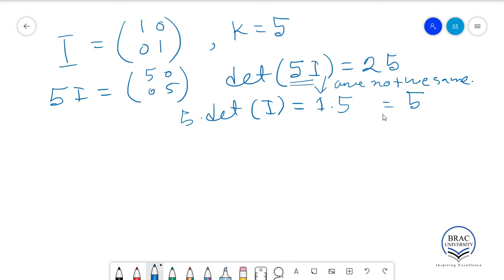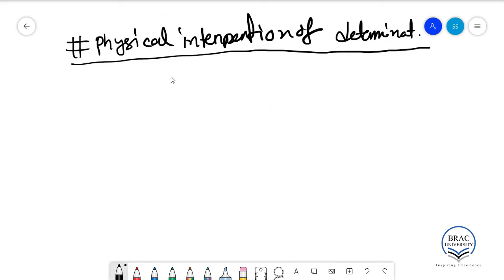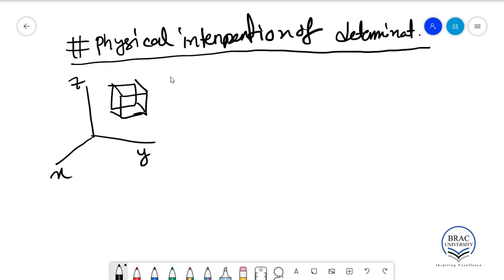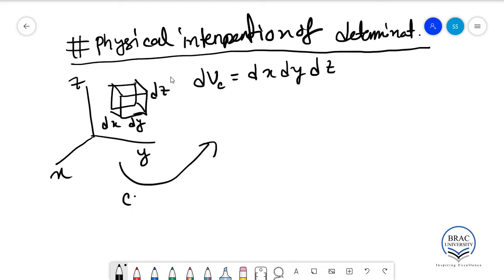Now I would like to finish off by trying to motivate a physical interpretation of determinant. To do that, let's start working in a Cartesian coordinate system that is denoted by x, y, and z. And let's say you have a small cube over here like this, and you have sides with, let's say, dx, dy, and dz. The infinitesimal volume in the Cartesian coordinate is denoted by dx dy dz, right? Now what if I use coordinate transformation, and I move to the spherical polar coordinate.